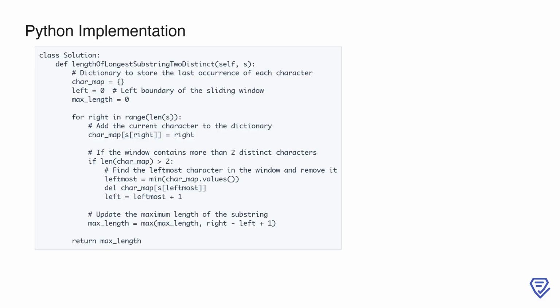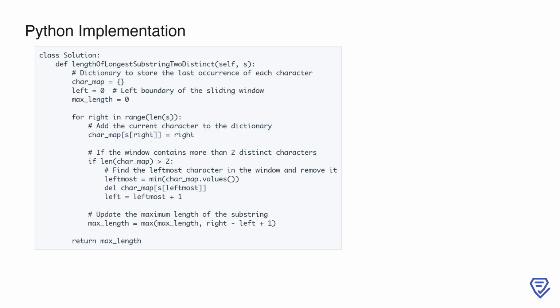Here's a step-by-step explanation. 1. Data structures. A dictionary char_map is used to store characters as keys and their most recent index as values. This helps us efficiently manage the distinct characters in the current window. 2. Sliding window. Two pointers, left and right, are used to define the boundaries of the sliding window. Right iterates through the string, adding characters to the window.